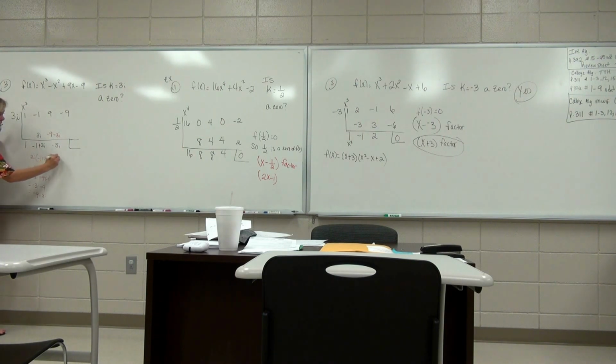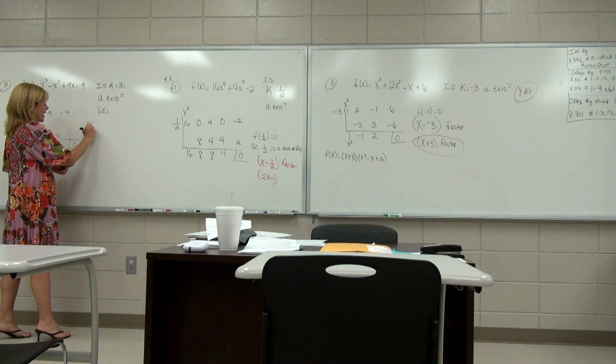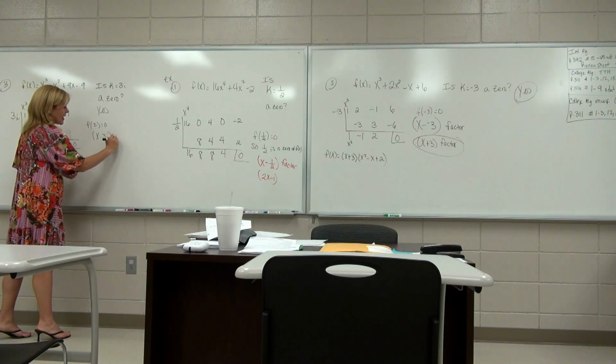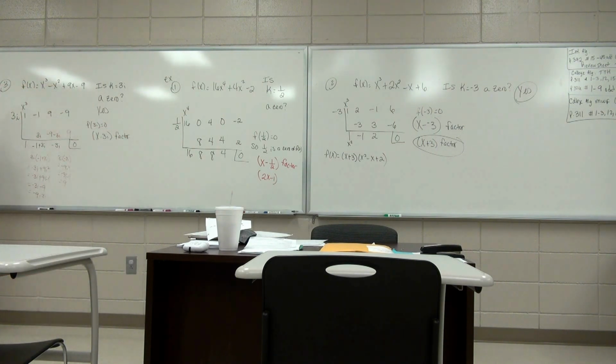So now I need to say 3i times negative 3i, which will give me what? Negative 9i squared. And what's i squared again? Negative 1. So it's negative 9 times the negative 1, which is positive 9. So what's my remainder going to be? 0. So is k equal 3i a 0? Yes. Because f of 3i equals 0. So that means x minus 3i would be a factor of this polynomial.